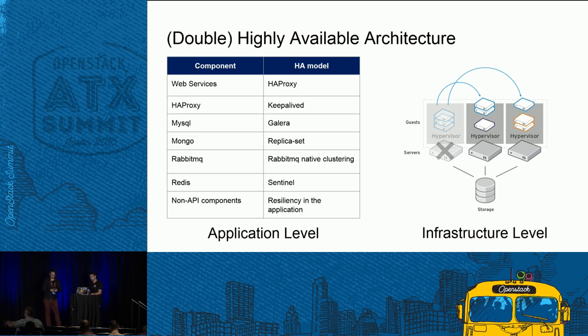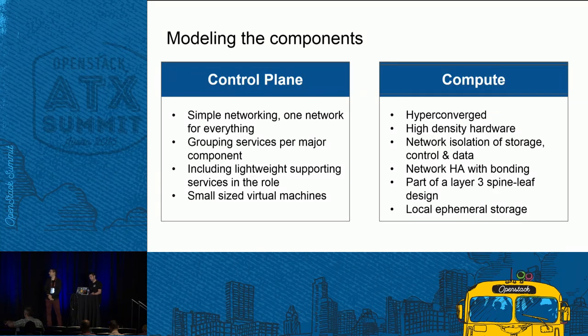If we then look at the individual components in the overall OpenStack, we can differentiate between two main things, the control plane and the compute resources. For the compute resources, we went with a hyperconverged approach. We have hardware that has quite a lot of disk as well as memory in a high-density form factor. Also, on every node, we have 10 gig cards where we do bonding for the network HA to the different switches. In general, within our data center, we go with a layer 3 spine-leaf design, meaning that we terminate layer 2 at the top of the rack, and then everything else is routed over the spine and the leaf switches.